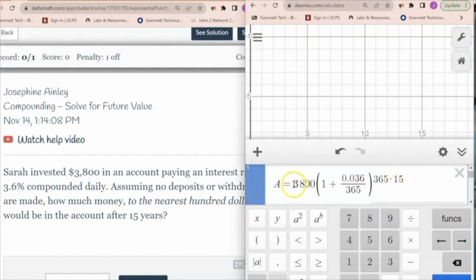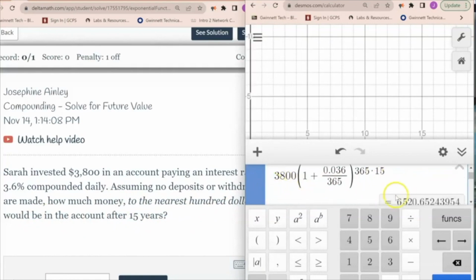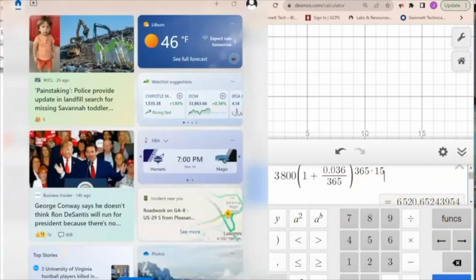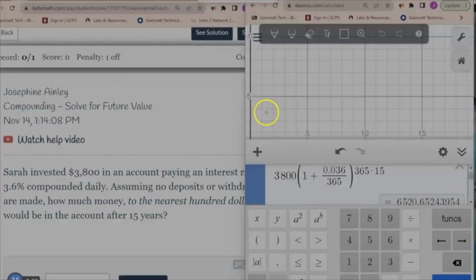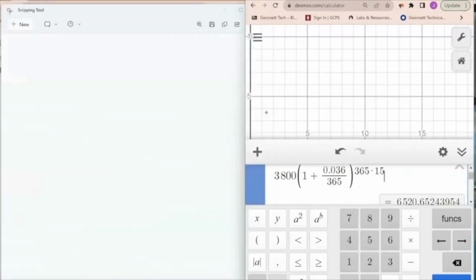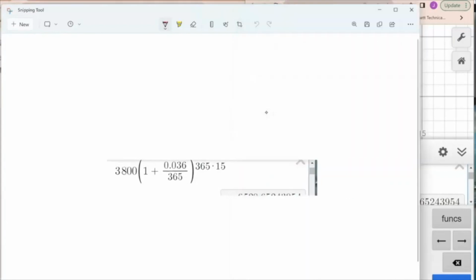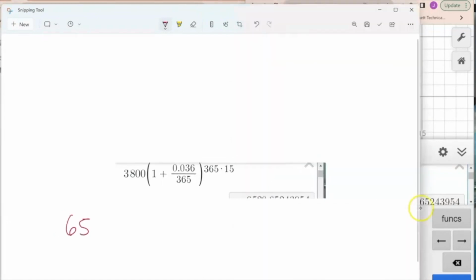Boom. So take out the equal sign and it's going to give you a number. To the nearest $100, so that just means, we have 6, 6, 5, 2.